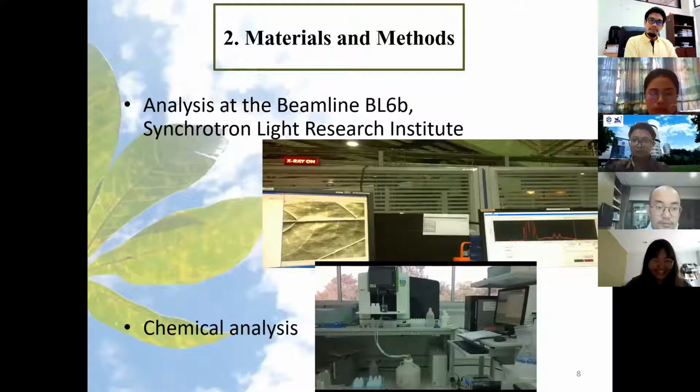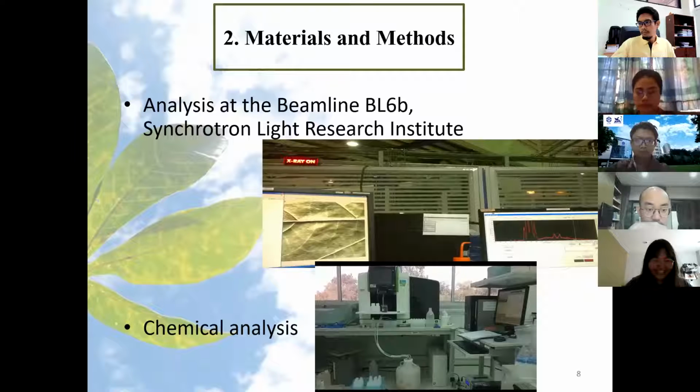For the chemical AAS technique, at the same time as synchrotron analysis, the leaf sample was also analyzed for potassium and iron with the chemical method. Cassava leaf was oven dried at 70 degrees Celsius and digested using nitric acid and perchloric acid. Then potassium and iron in the digested sample were determined by atomic absorption spectroscopy, AAS.